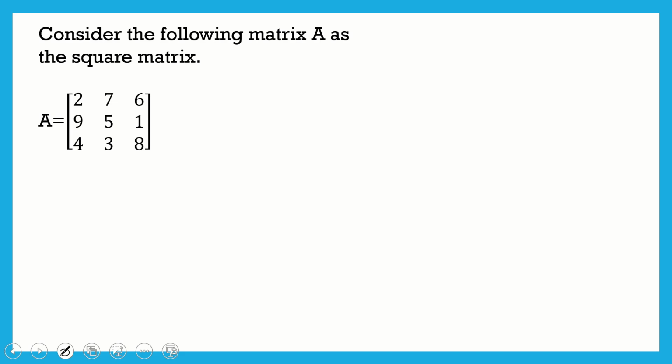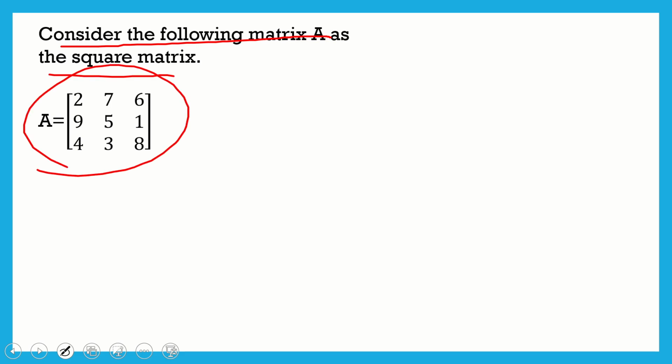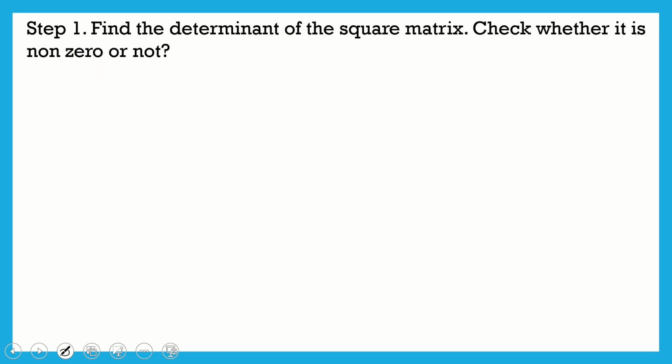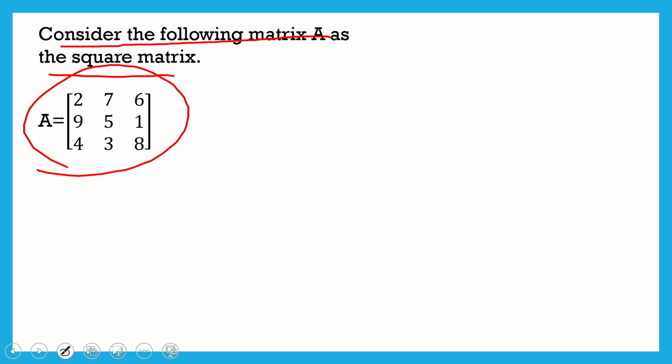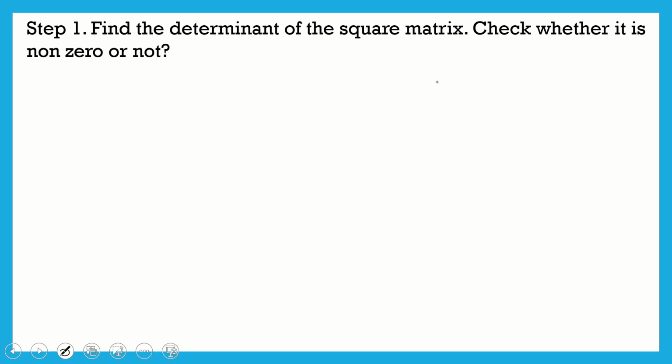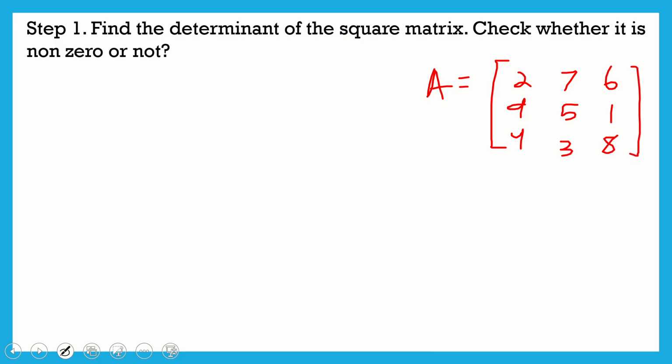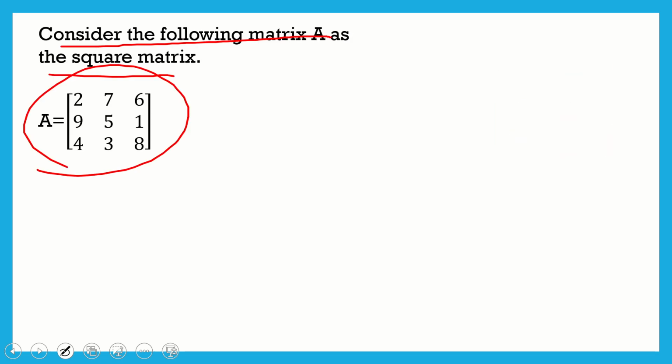So the question is this one: consider the following matrix A as a square matrix. Let us write down the matrix again. It is written as 2 7 6, 9 5 1, and 4 3 8. You can check here, this is the matrix given.